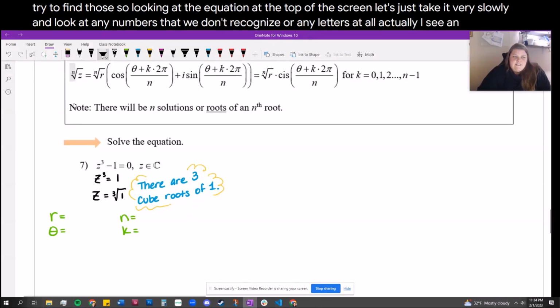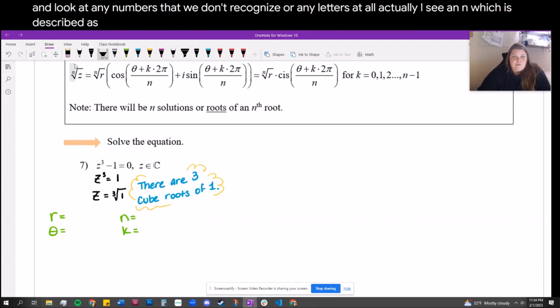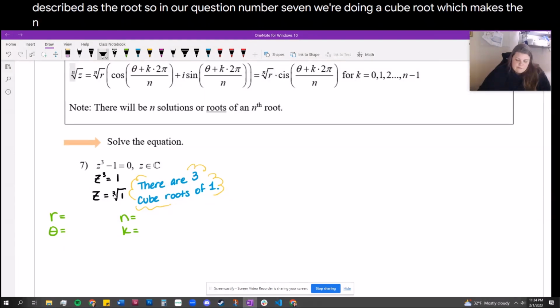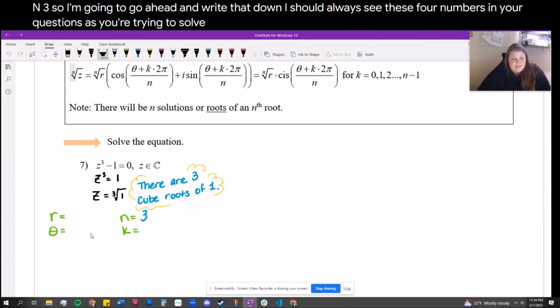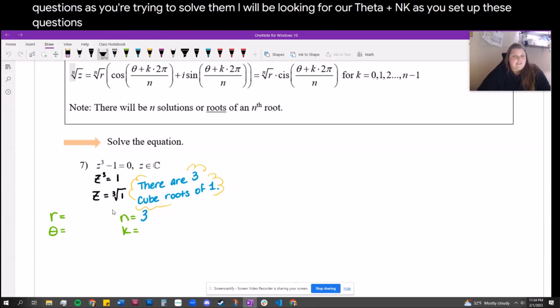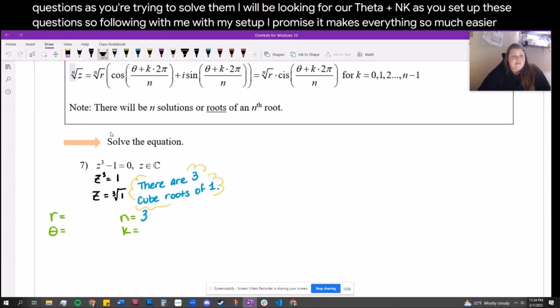I see an n, which is described as the root. So in our question number 7, we're doing a cube root, which makes the n 3. So I'm going to go ahead and write that down. I should always see these 4 numbers in your questions as you're trying to solve them. I will be looking for r, theta, n, and k as you set up these questions. So follow along with me with my setup. I promise it makes everything so much easier.